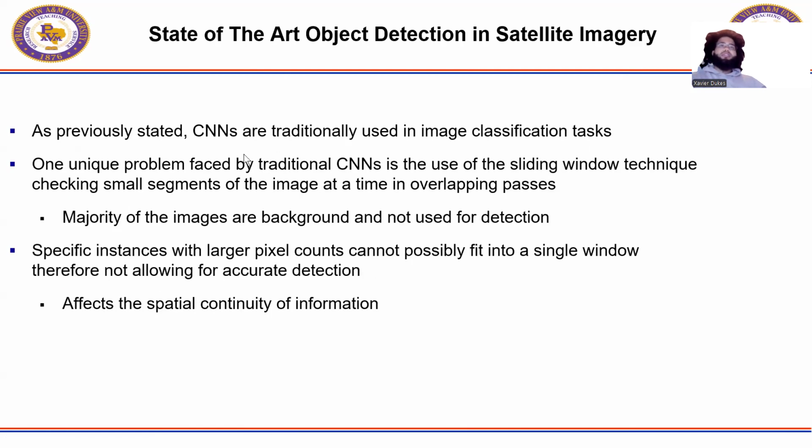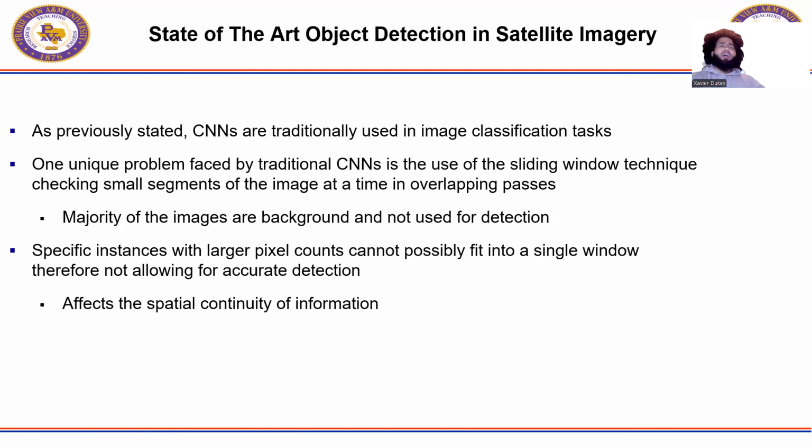A little bit about state-of-the-art object detection and satellite imagery. As previously stated, CNNs, convolutional neural networks, are traditionally used in image classification tasks. But one unique problem faced by traditional CNNs is the use of the sliding window technique, where the kernel checks small segments of the image at a time in overlapping passes. But a majority of the image is background that is not used for detection, which leads to, guess what? Wasted calculation and computation. It just adds so much time to the models, like inference time.